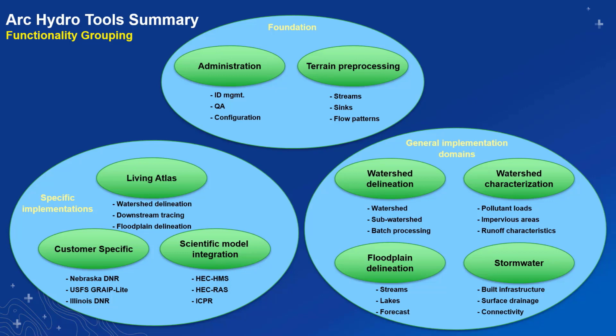Once you're done with the terrain pre-processing, then you can do different things. Watershed delineation is often the next step, followed by watershed characterization. For example, what is the percentage of impervious area, or what is the land use distribution within the watershed? ArcHydro has a whole suite of tools for floodplain delineation, including the hidden methodology. We will go into more details in subsequent webinars.